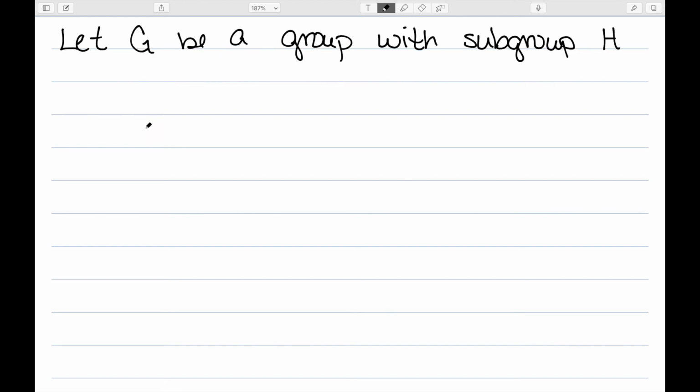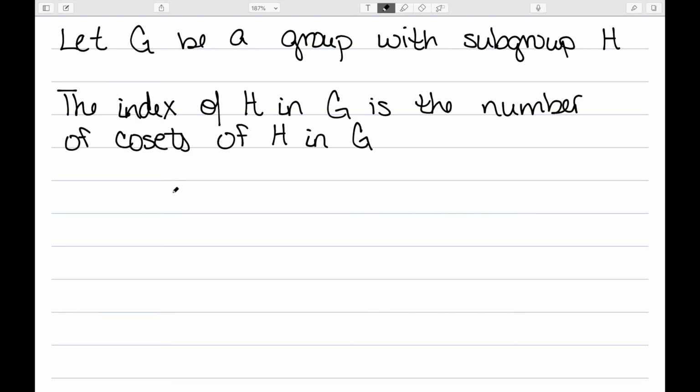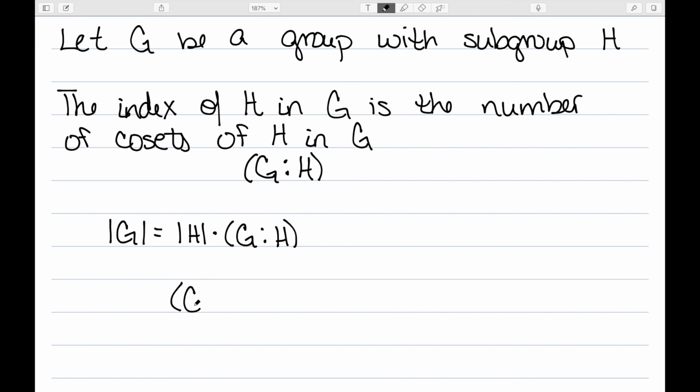Let's let G be a group with a subgroup H. The index of my subgroup H in G is the number of cosets of H in G, so the index is the number of cosets. And we denote this with parentheses, (G:H). So what Lagrange's theorem actually says is the number of elements in G is equal to the number of elements in H multiplied by the number of cosets. And another way we often see this is the number of cosets is the order of G divided by the order of the subgroup.